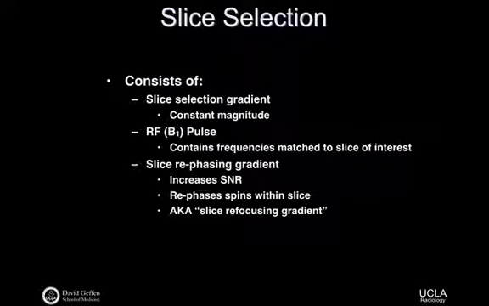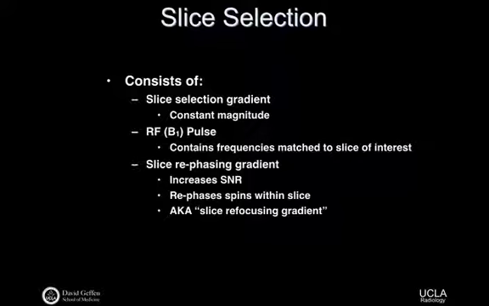So I mostly said this already. There's three essential components to the slice selection process. You have a slice selection gradient. That's typically of constant magnitude. Turn the gradient on, slightly later time, turn the gradient off. We have to have a B1 pulse or an RF pulse, and that RF pulse has to contain frequencies. We talked about the envelope function. We'll talk a little bit more specifically about this today. But the B1 pulse has to contain frequencies matched to the slice of interest.